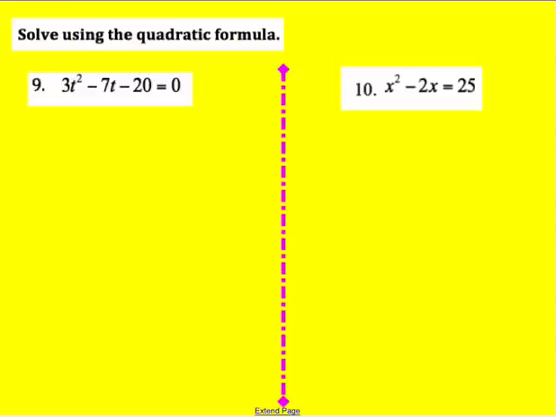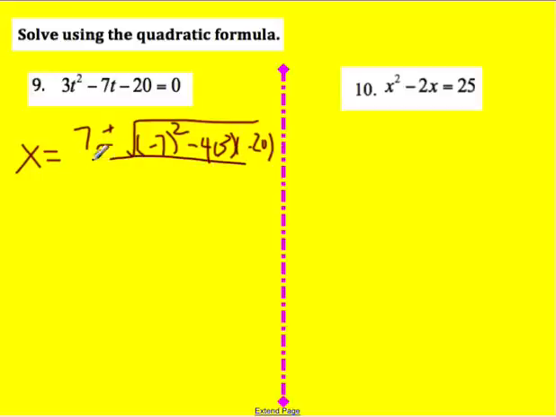So for number 9, we're going to solve this using the quadratic formula. So x is equal to opposite of b plus or minus the square root of b squared. Now notice I put that negative number in parentheses. Minus 4 times a times c, which is a negative 20. All of that over 2 times a.